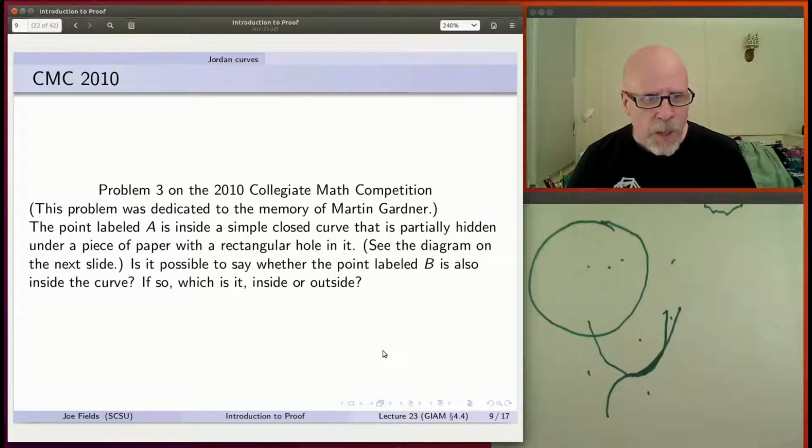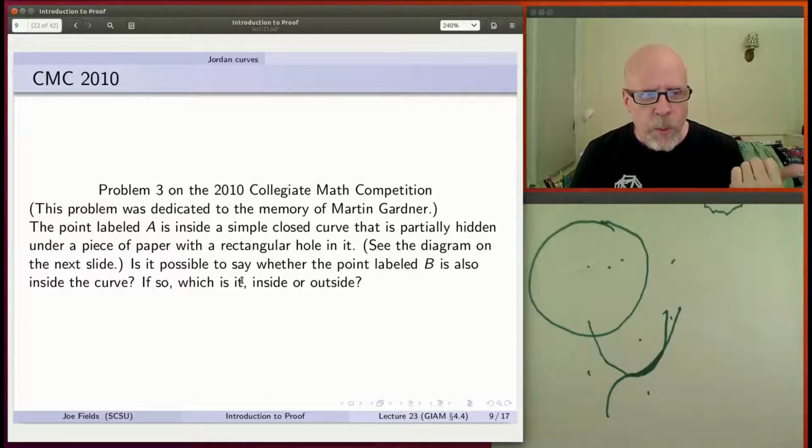And I actually got to work on this competition for a period of time. And one of my colleagues who was working on it came up with this problem in order to honor the memory of Martin Gardner. I forget why 2010 was important. It might have been the anniversary of his death. So, but in any case, let's read the problem.